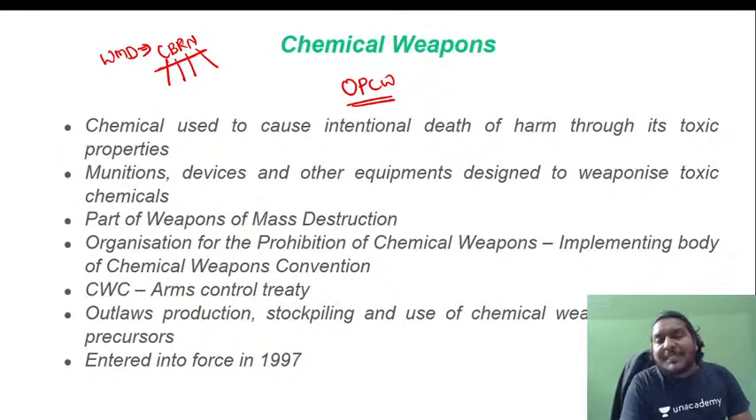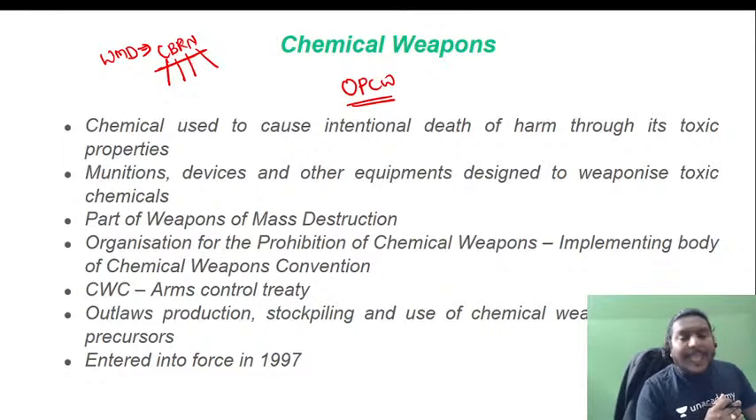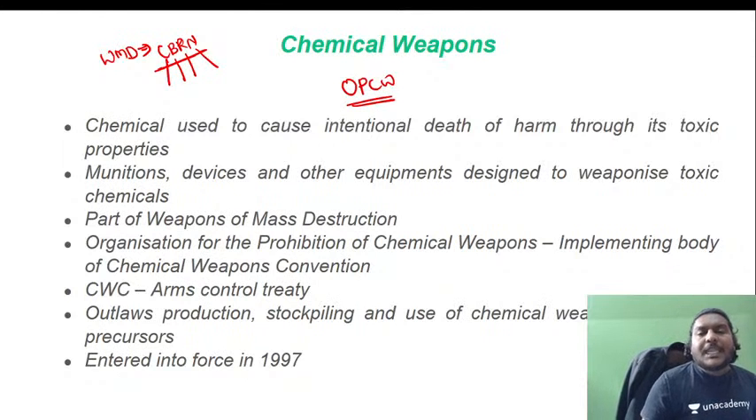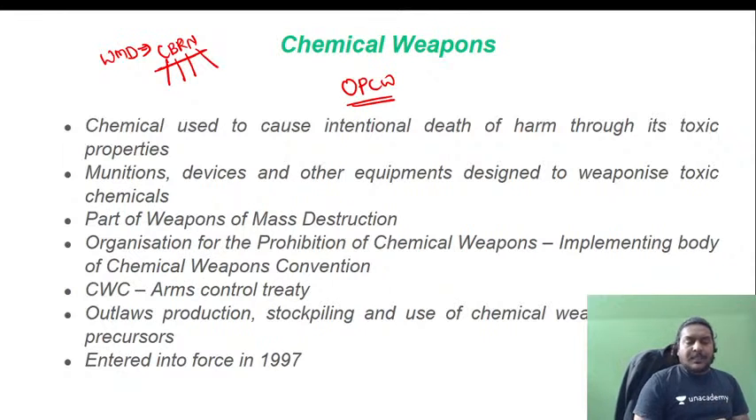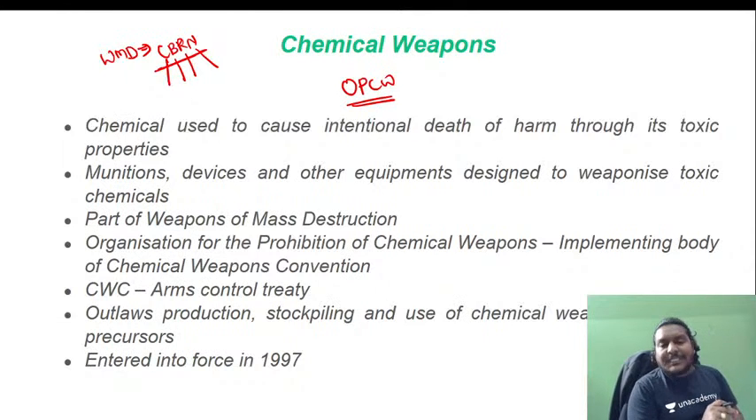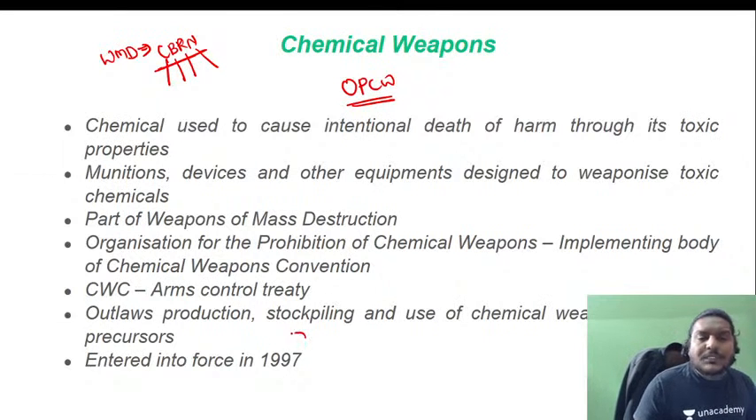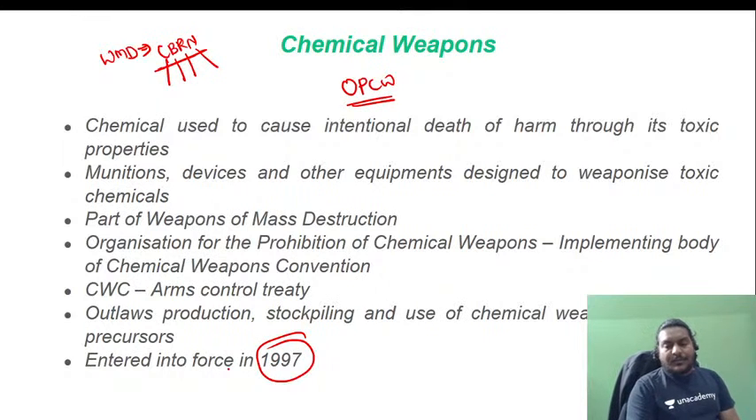This Chemical Weapons Convention says very clearly that the production, stockpiling and use of chemical weapons and any of their precursors is completely wrong. We should not do that. This is something they have mentioned. And what they have done is absolutely right, because we should not have these kinds of things. It is definitely not good. It will cause tremendous destruction. So the countries have decided we should outlaw them totally. This entered into force in the year 1997.